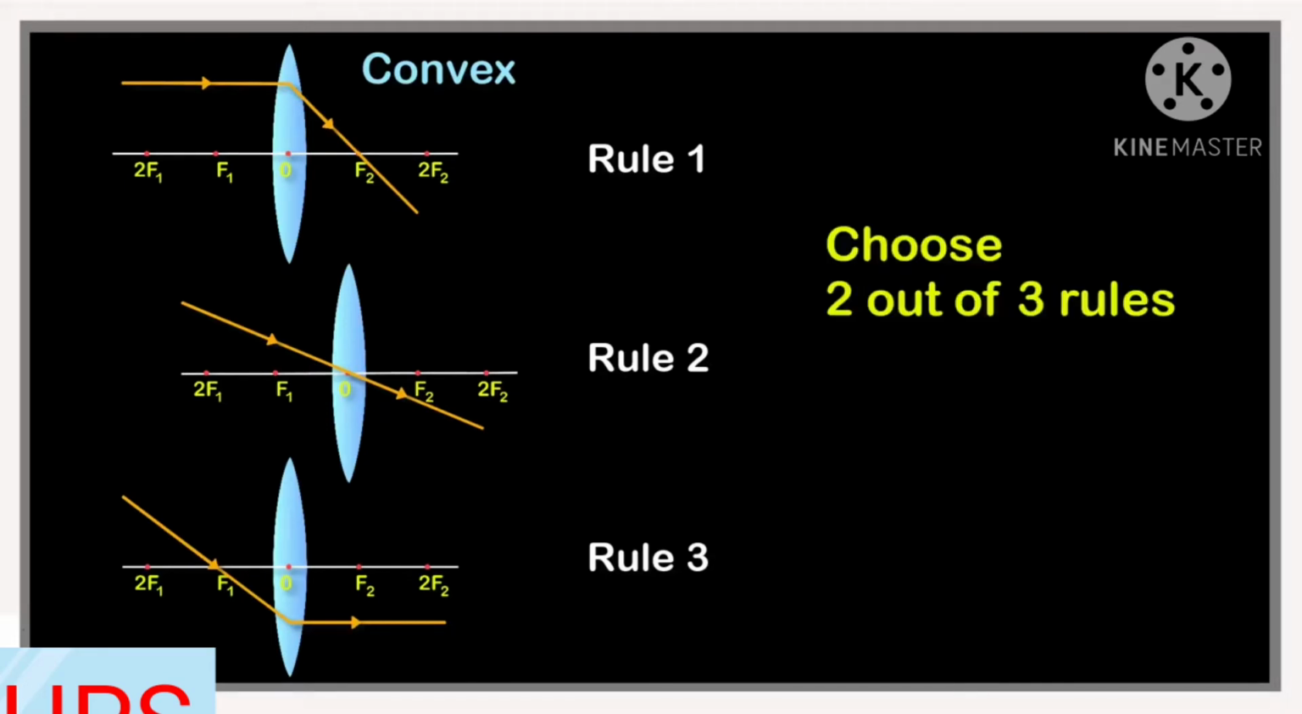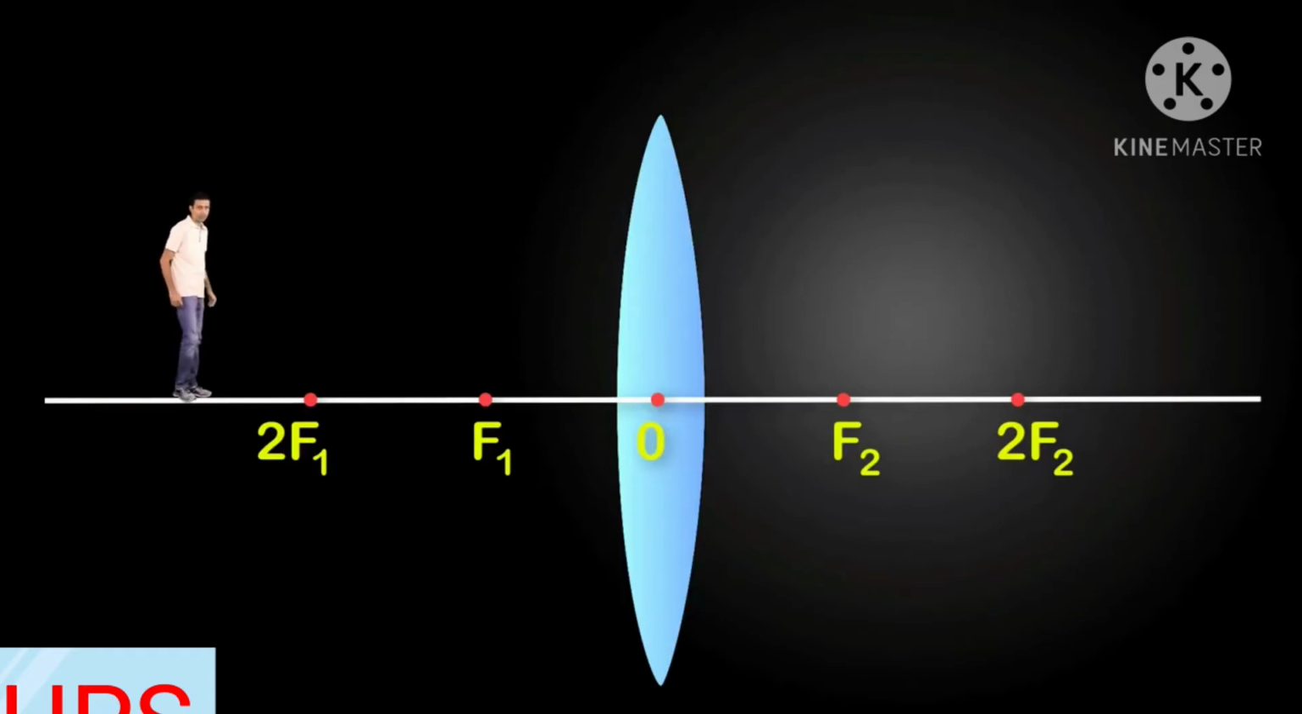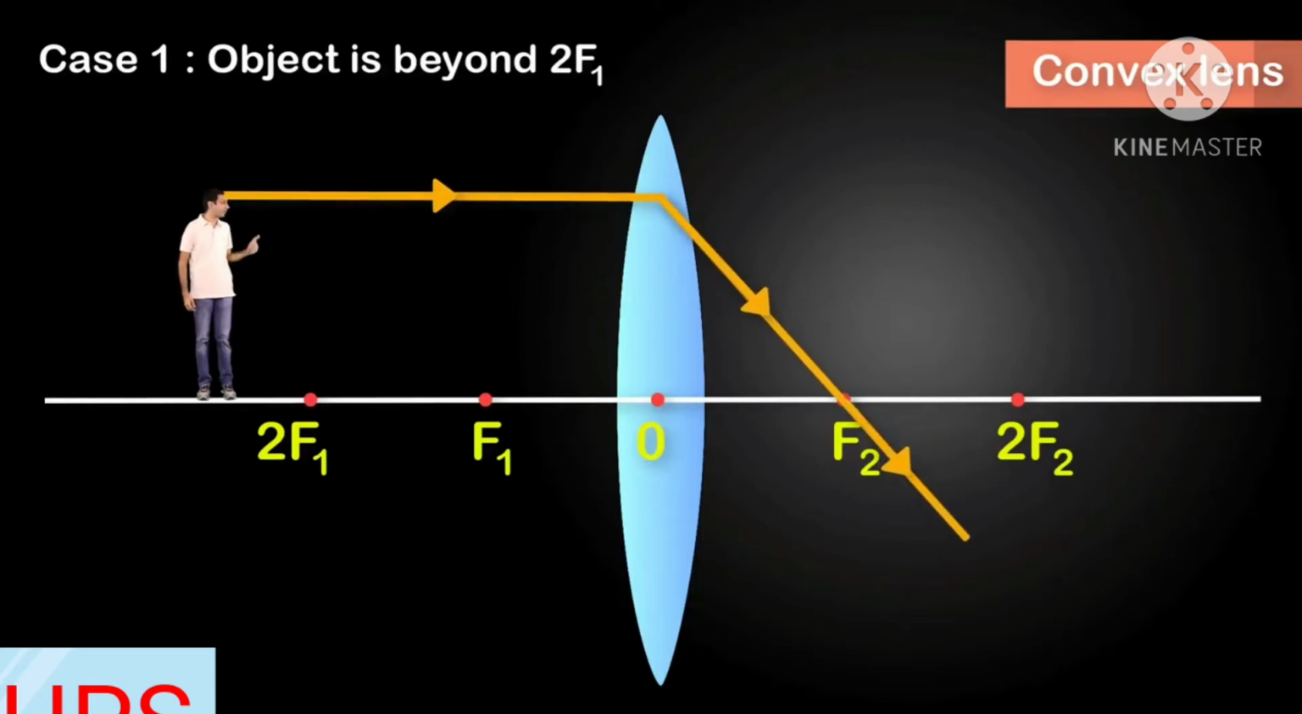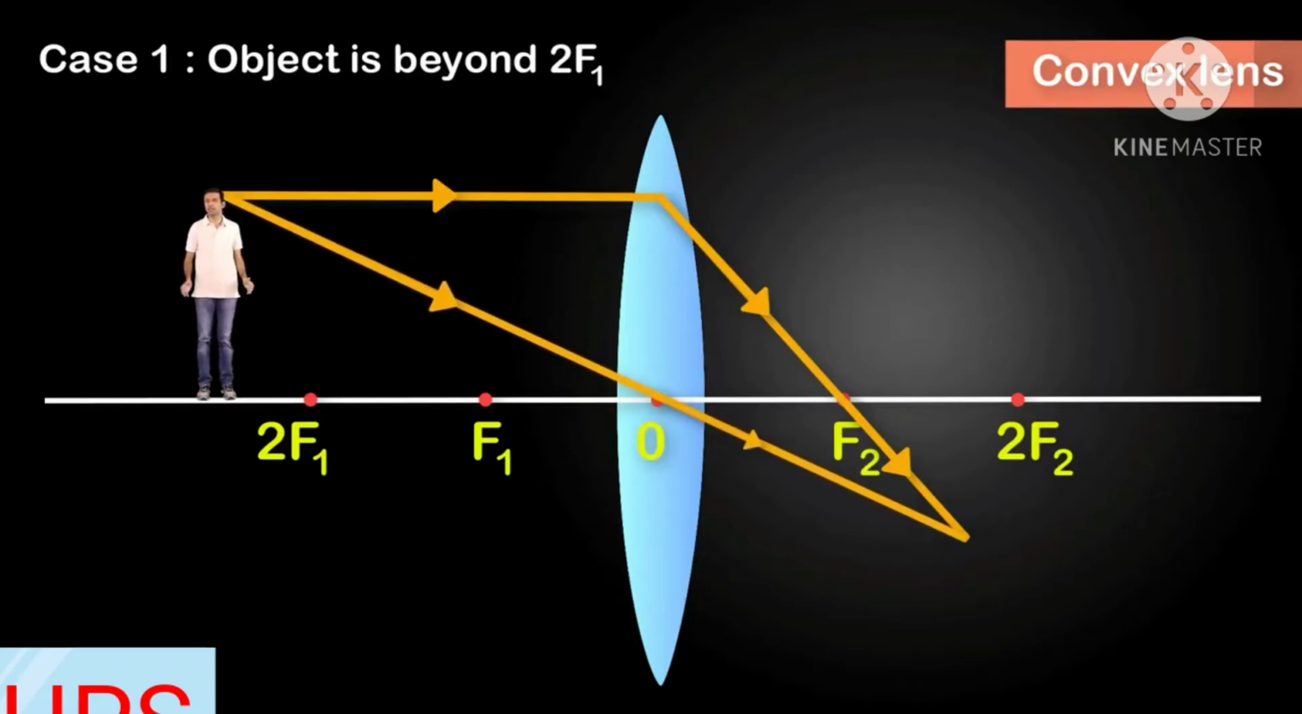We need to select two rules out of the three rules. Now the object is going to stand beyond 2F1. So remember, we need to select two rules out of the three rules. Let's use rule 1. The ray which is parallel to the principal axis, after refraction by the lens, passes through the focus. So this is our first ray here. For the second ray, let's use rule 2. The ray which passes through the optical center goes straight through undeviated.